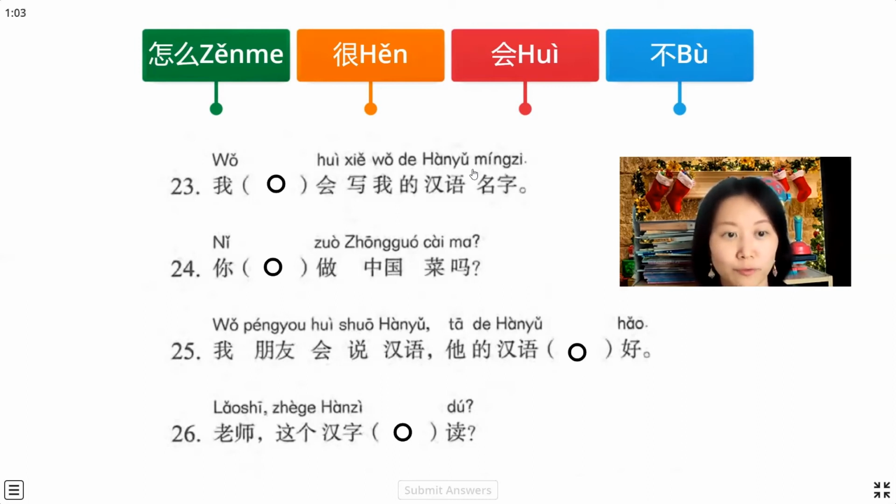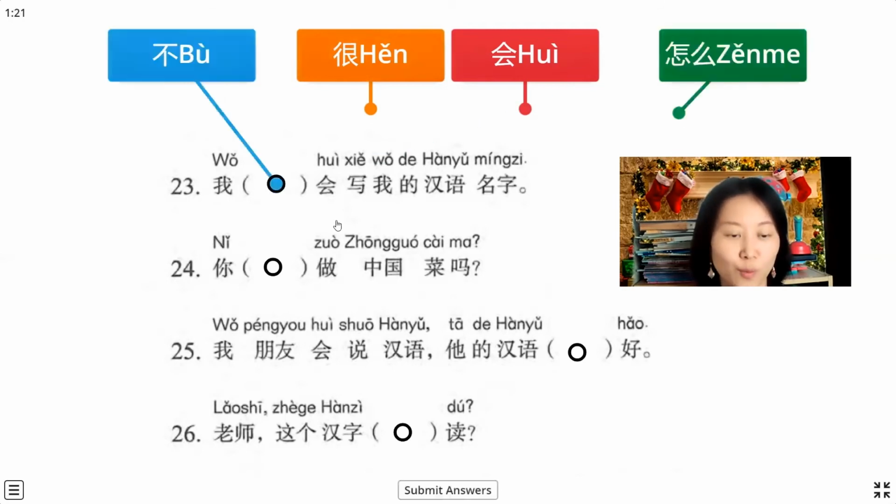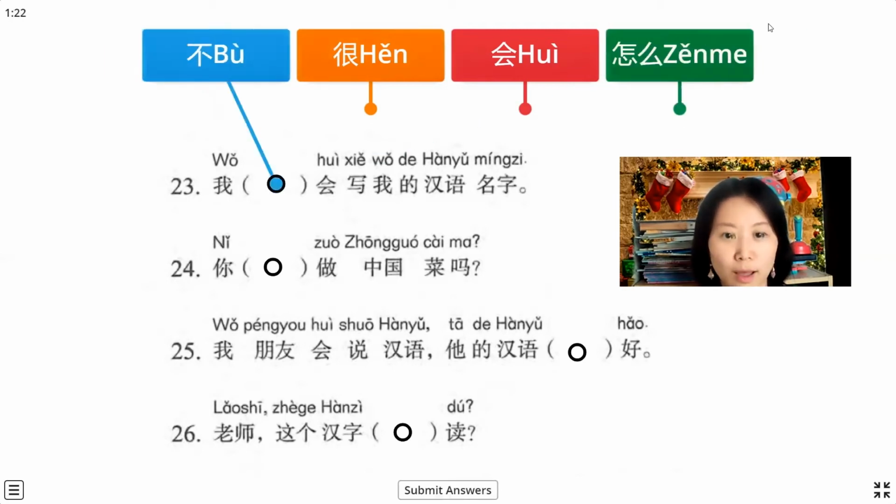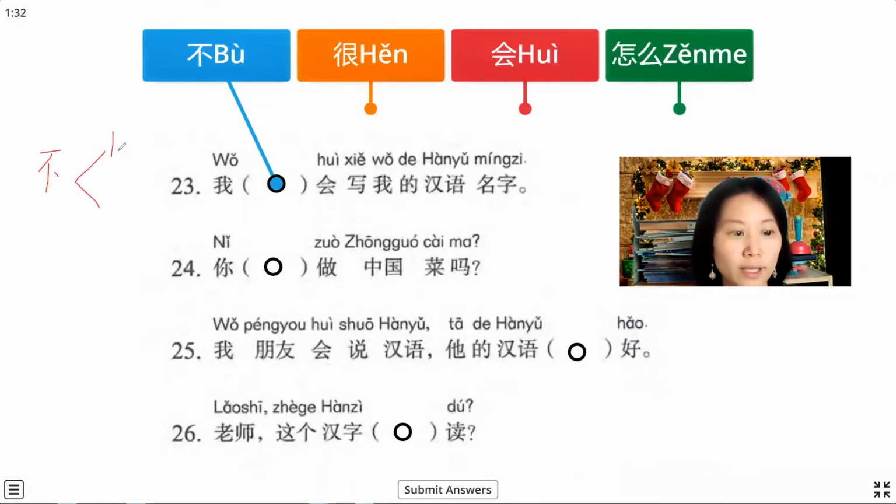But if we want to fill a Chinese character in this one, we can choose I can or I cannot, because I can notice two Chinese characters, but I can is just the 会, only one Chinese character. So we can say 我不会写我的汉语名字. Okay, and this one, right? We choose the 不. But when you pronounce it, it's 不, because this 不 has two different pronunciations. Always we pronounce it 不, and sometimes we change the pronunciation to 不.